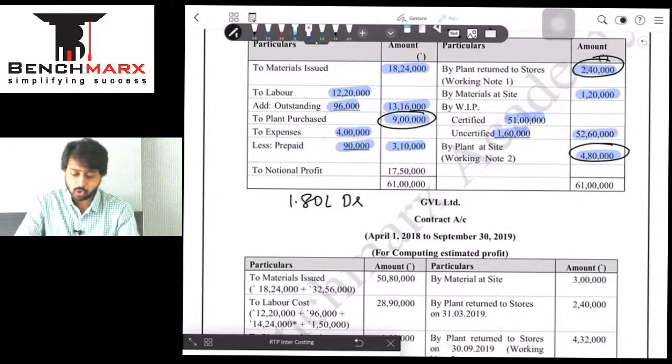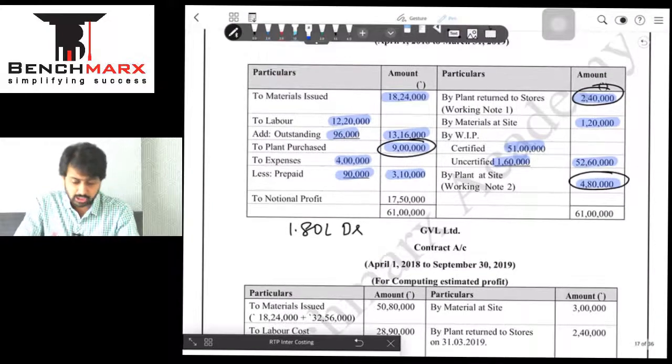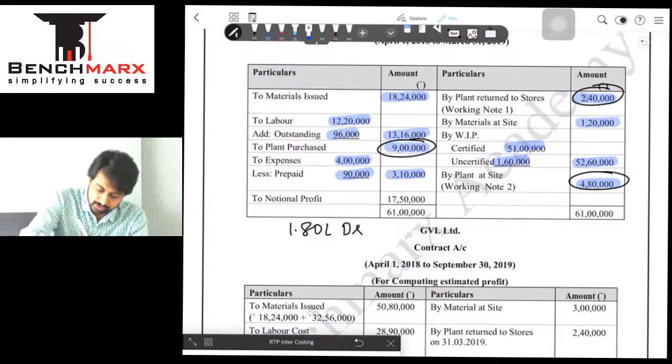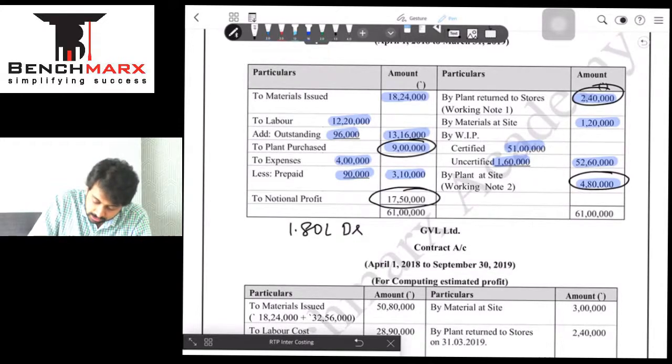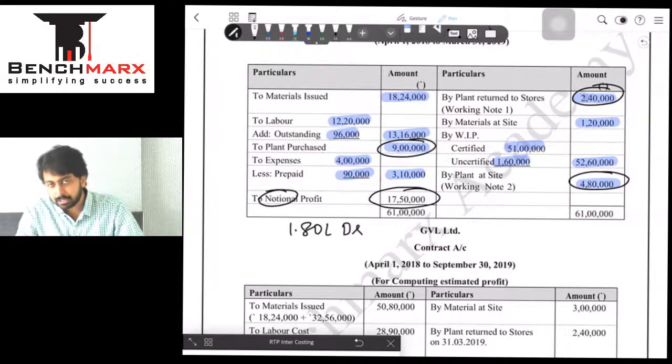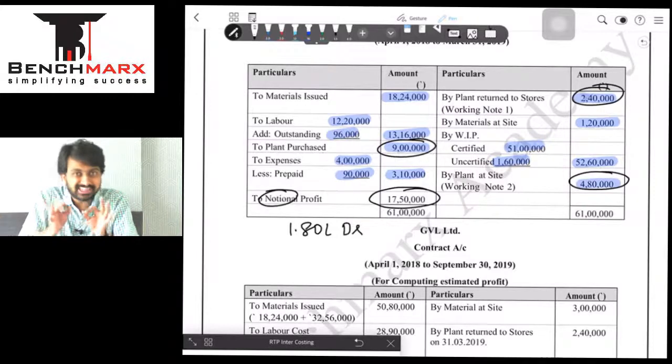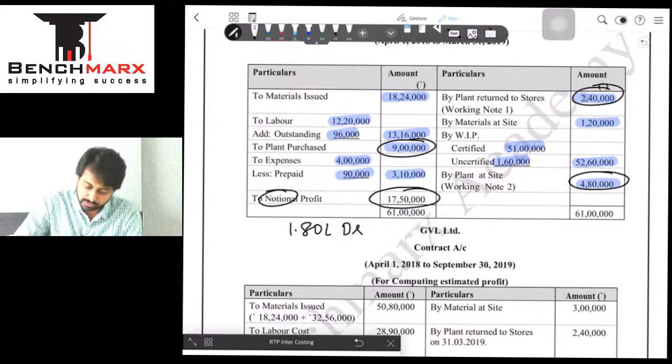So as I can see, all my amounts in the contract account have been posted, which means I can balance it and I will get 1,750 as the notional profit. The word is notional, very important. Don't write costing P&L, don't write P&L. We have to write notional profit because this is simply the profit that we would have earned had we sold the half contract. It is as if notional, बराबर. So first part is done.